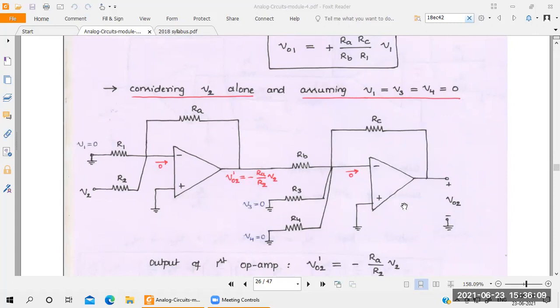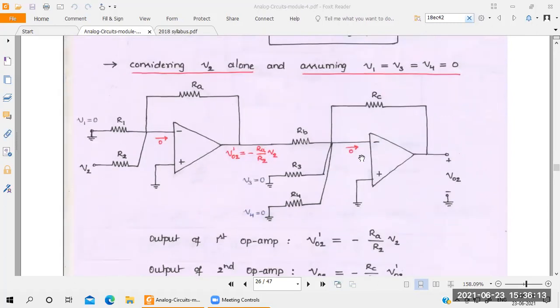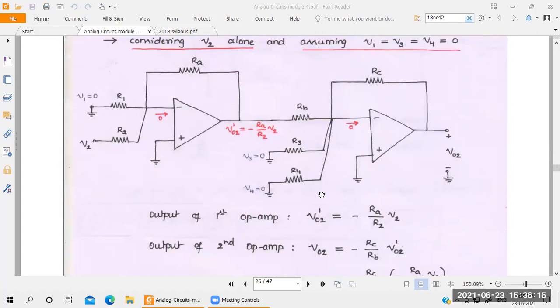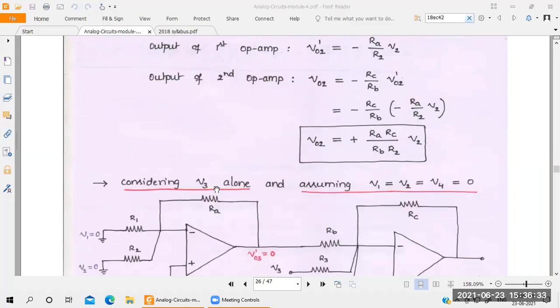Next you take the second op amp. The second op amp equation now is minus RC divided by RB multiplied by V02. Okay, what is V02 now? Minus RA divided by R2 multiplied by V2, that is the first op amp output here. Then simplify here, we get V02 is equal to RA divided by RB plus RC divided by R2 into V2. Understood? Same thing we can do for V3 also.